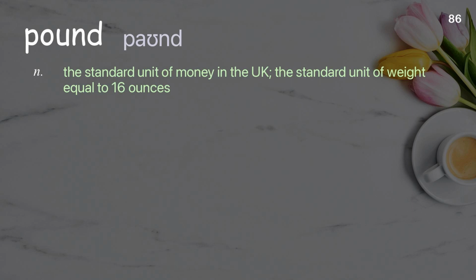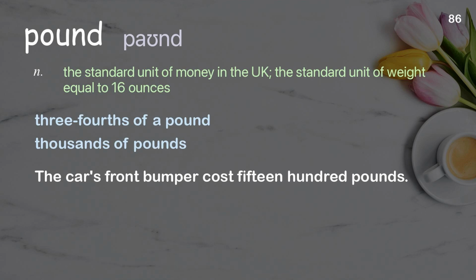Pound. The standard unit of money in the UK, the standard unit of weight equal to 16 ounces. Examples: 3/4 of a pound. Thousands of pounds. The car's front bumper cost £1,500.